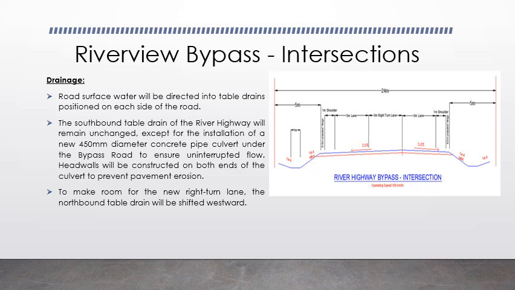Now the surface drainage for the intersection. Road surface water will be directed into table drains positioned on each side of the roads. The southbound table drain of the river highway will remain unchanged, except for the installation of a new 450 diameter concrete pipe culvert under the bypass road to ensure uninterrupted water flow. Head walls will be constructed on both sides of the culvert to prevent pavement erosion. To make room for the new right turn lane, the northbound table drain will be shifted westward.